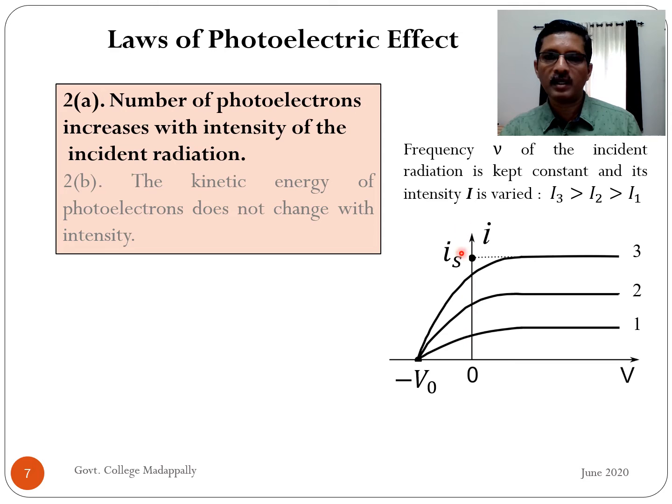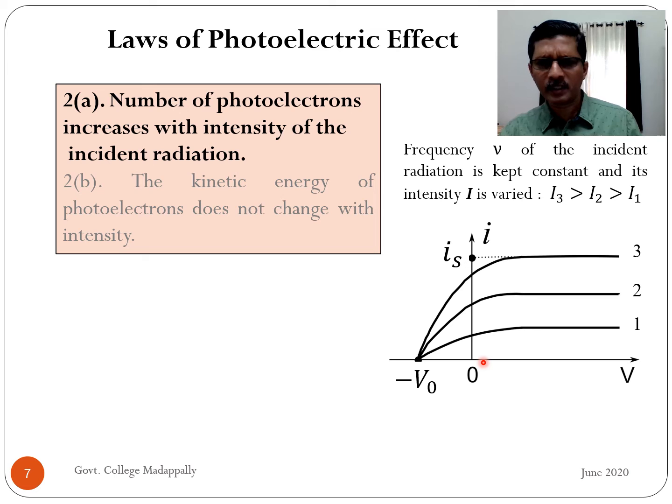Here on the y-axis, the photoelectric current I is plotted. On the x-axis, the voltage applied between the two metal plates, the emitter and the collector plates, that is the potential difference, is plotted. So you can see that the potential difference can be zero. Here the potential difference is positive, and here the potential difference is negative.